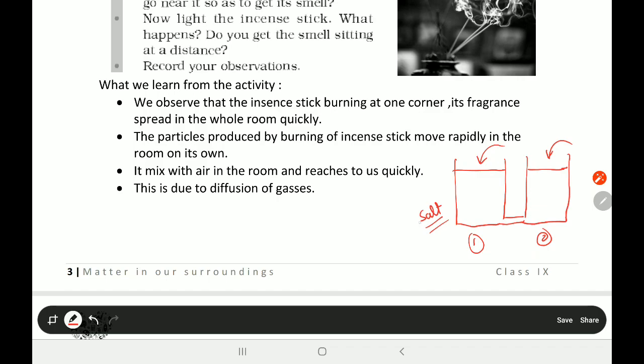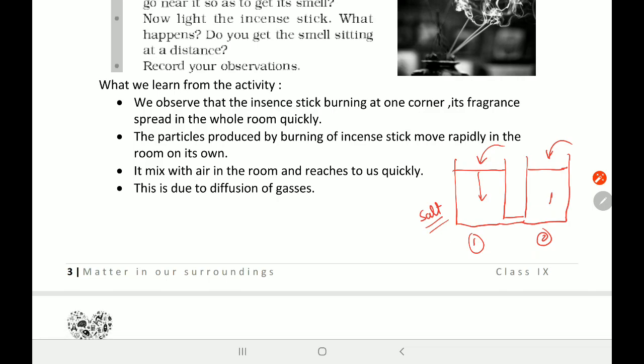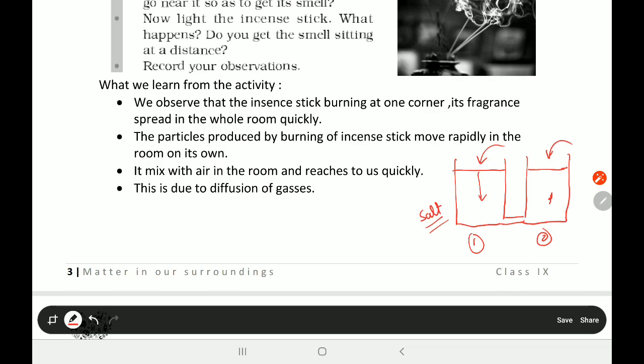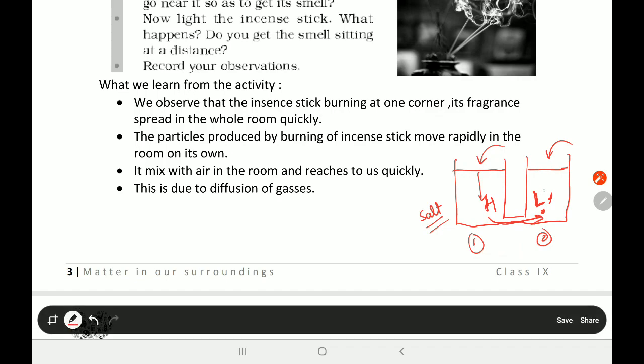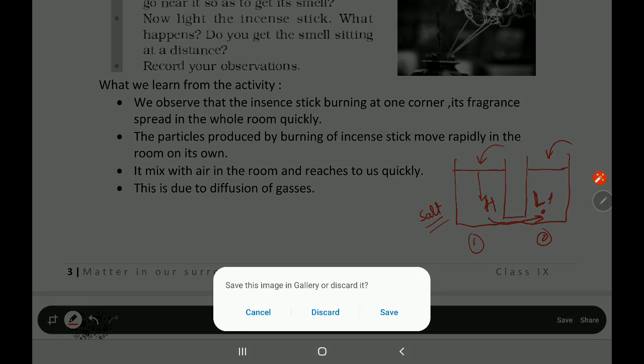I dissolved the salt in this particular water and I did not make any change in the second glass. This still remains as it is without the salt. So what do you think, will this water be salty? Yes, it will be salty. Why so? The water here has got salt in it and here no salt in it. So the salt particles here have a higher concentration and here the salt particles have a lower concentration. So salt will move from higher concentration to lower concentration, and within no time you will find that even glass 2 will have salty water in it. So this is due to diffusion, from higher concentration to lower concentration.